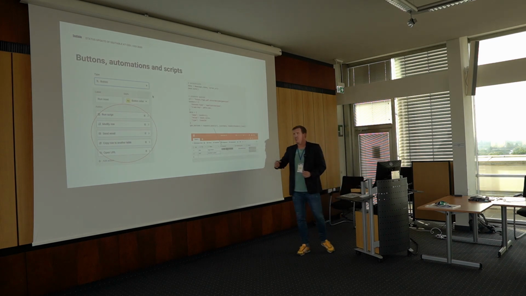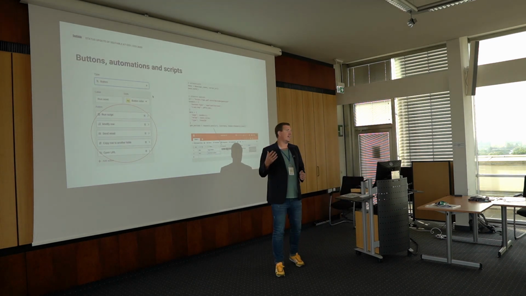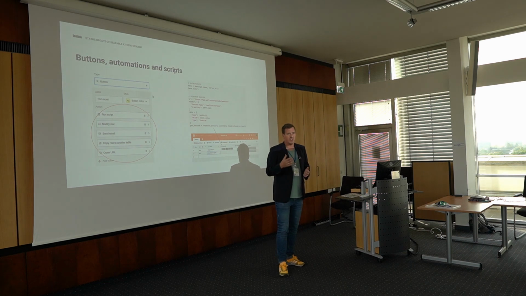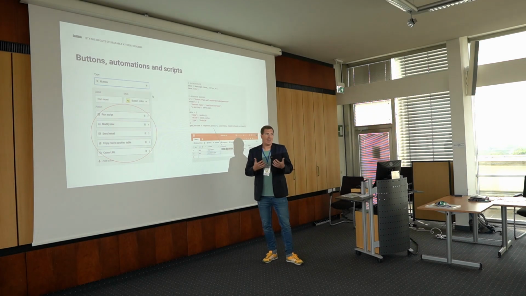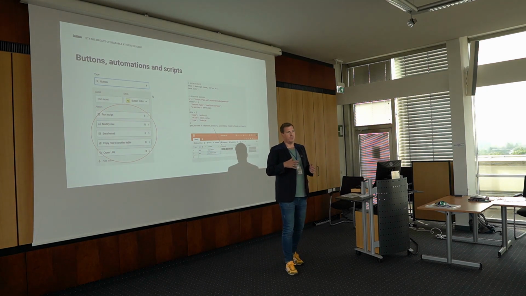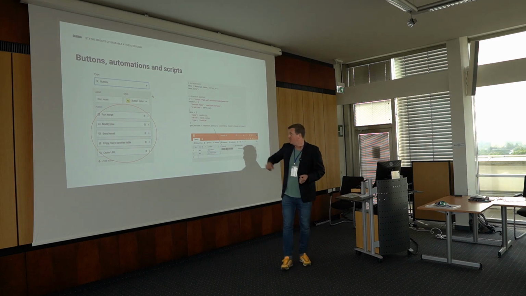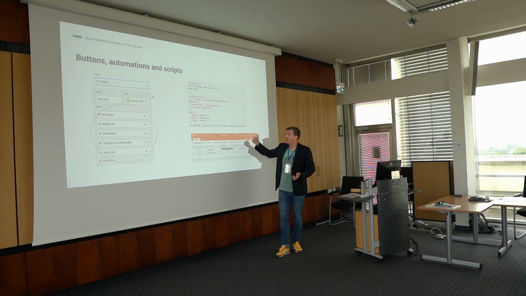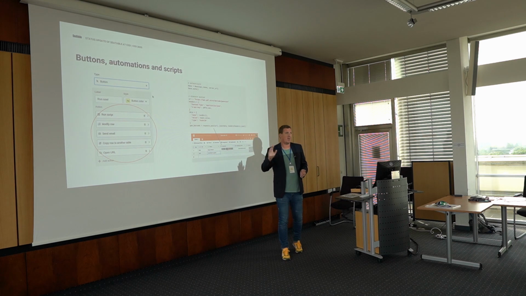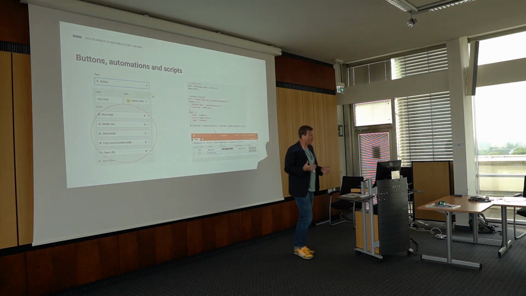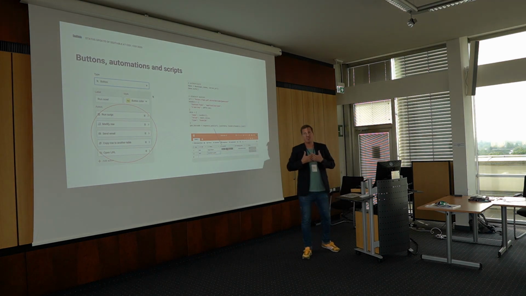You have the possibility to create buttons, and these buttons execute some actions on your data. For example, you can lock a row, you can change a value in a row, you can send emails. This is a kind of automation, but you have to manually click on the button. And on the other hand, we have the possibility to create custom code with JavaScript or Python. Well, this is not no-code anymore, but it gives you so much flexibility to interact with your data.